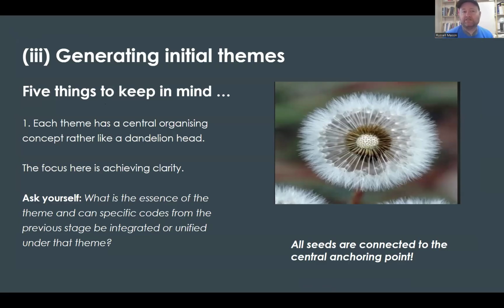Okay, so each theme has a central organizing concept like a dandelion head. The central concept is visualized in the center of the dandelion head. The question they recommend that you ask yourself is, what is the essence of the theme? That's the center of the dandelion head. And can the specific codes from the previous stage be integrated and unified under that theme? So all seeds are connected to the central anchoring point.